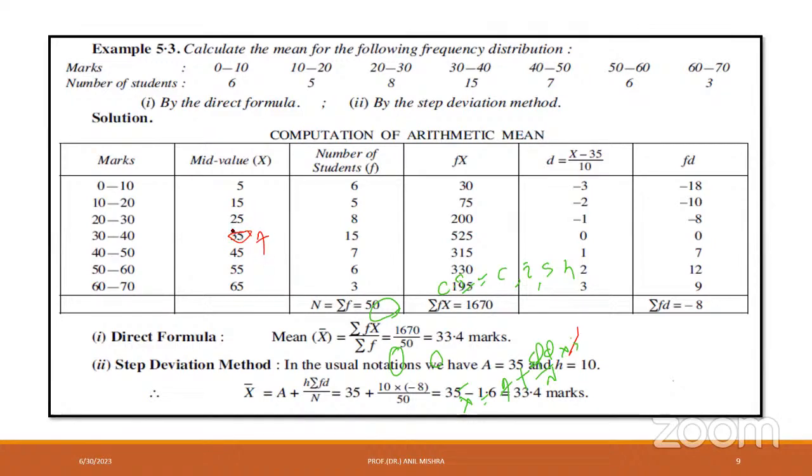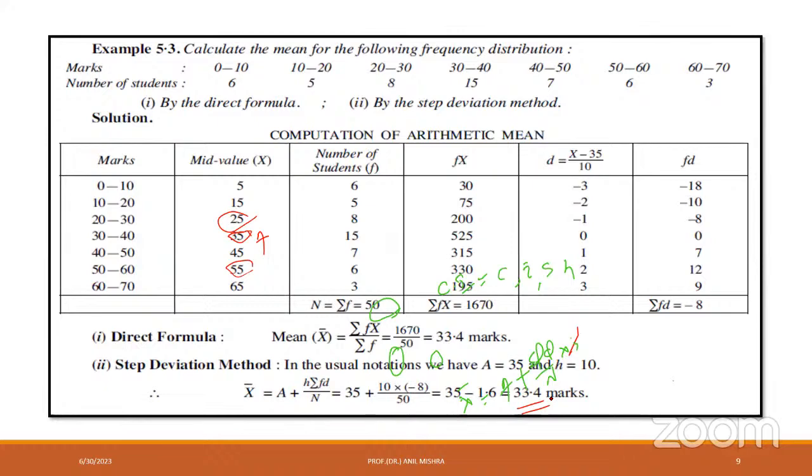You can solve this problem by taking into account 25 or 55. Any one we can take, but the outcome remains the same, that is 33.4. Anyone can randomly take, because it is called the assumed mean. Okay, assumed mean.